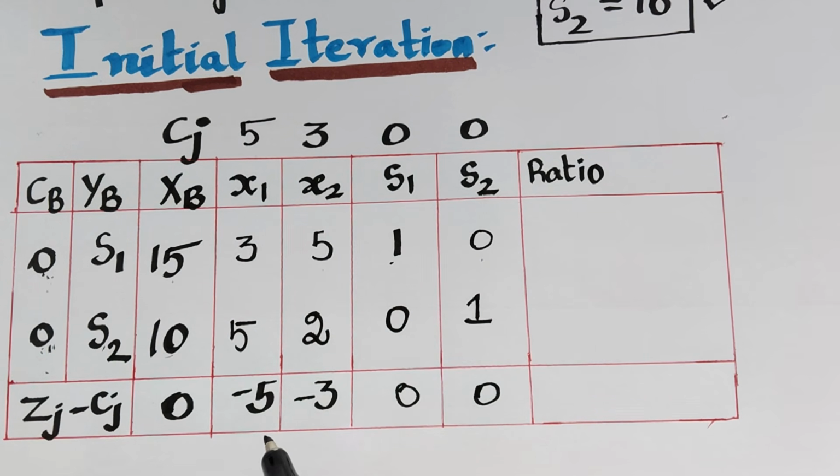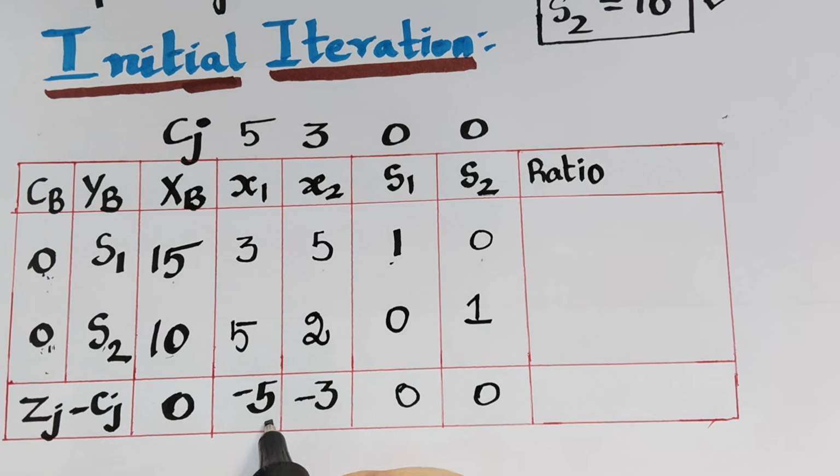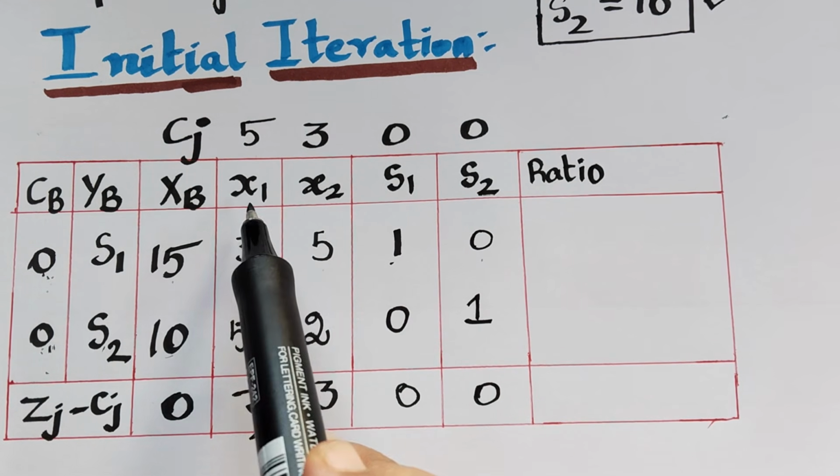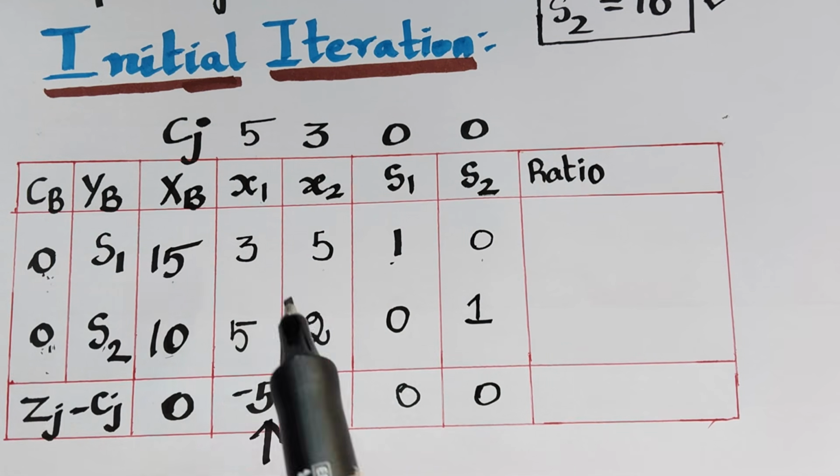Now we have to check whether all Zj minus Cj are greater than or equal to 0. If you see here, not all Zj minus Cj are greater than 0. We have negative values, and so the optimal solution is not attained. So now when we have negative values, we have to check for the most negative value. What is the most negative value over here? It is minus 5. So minus 5 is the most negative. So that will be entering the table. And the variable corresponding to that column is x1. So x1 enters the table.